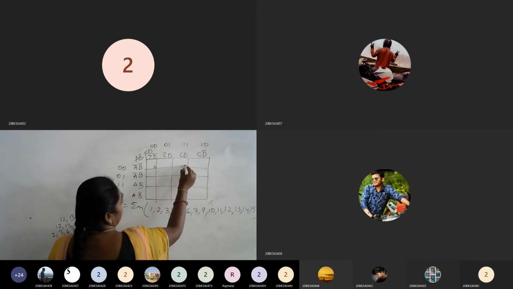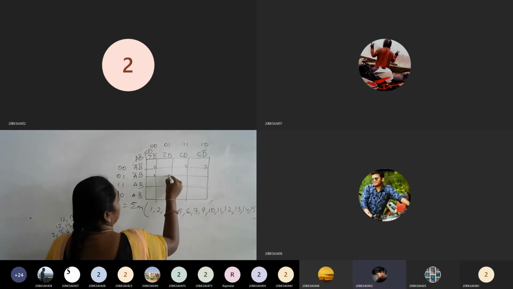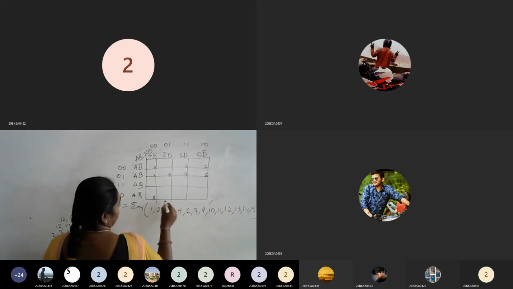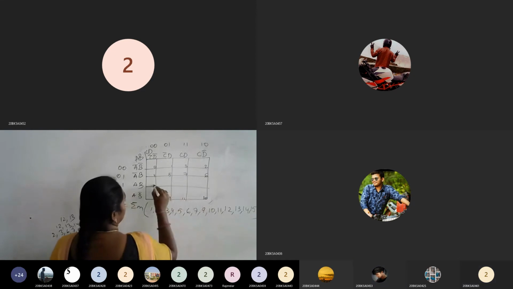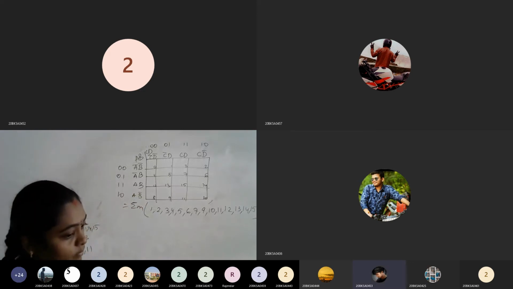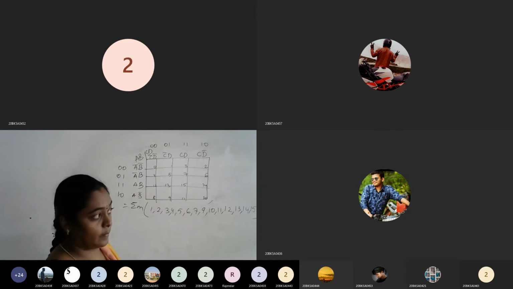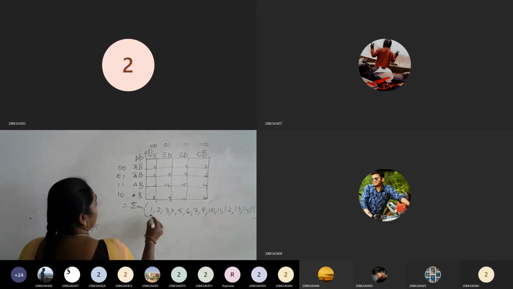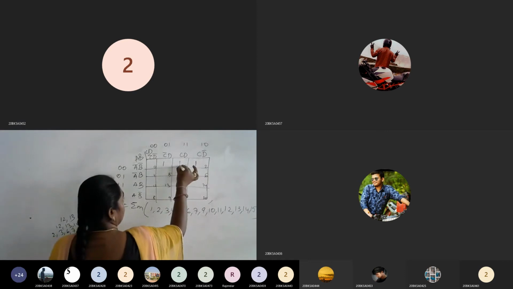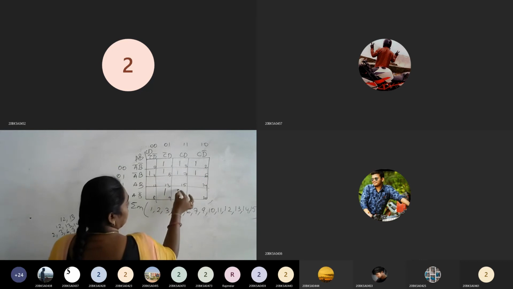The first row will have 0, 1, 3, 2, the next 4, 5, 7, 6, the last row will be 8, 9, 11, 10, and the row before it 12, 13, 15, 14. I think you know how I have written all these things. Now keep 1, 2, 3, 4, 5, 6, 7, 9, 10, 11, 12, 13, 14, 15.